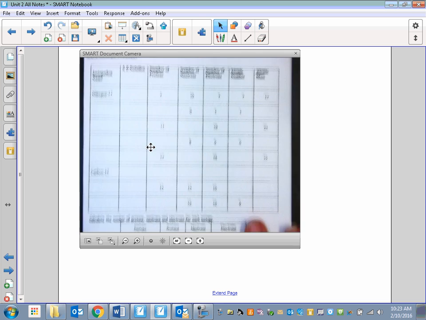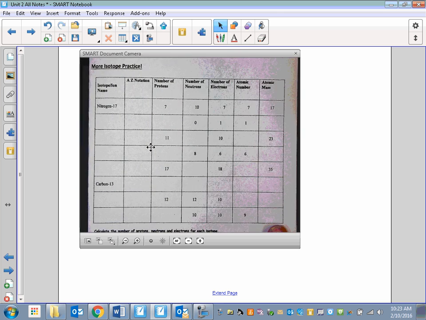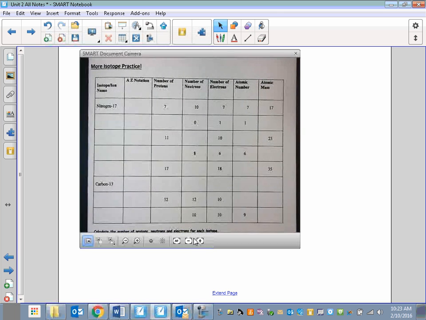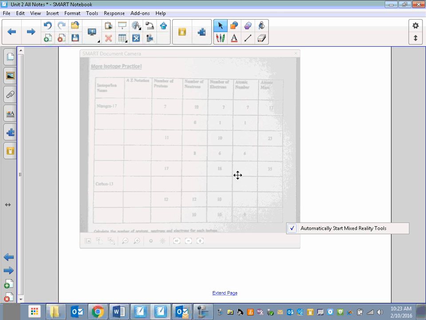Focus on chemistry, please, right now. Oh, it's so blurry.